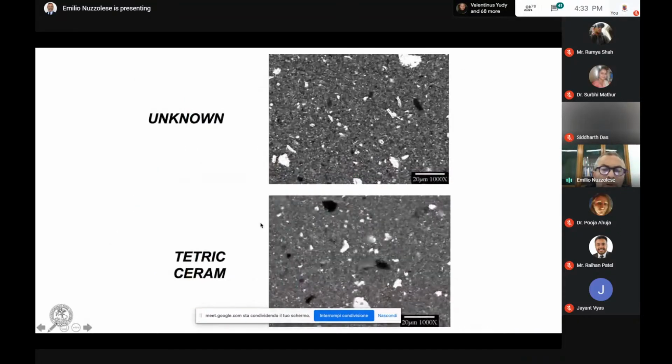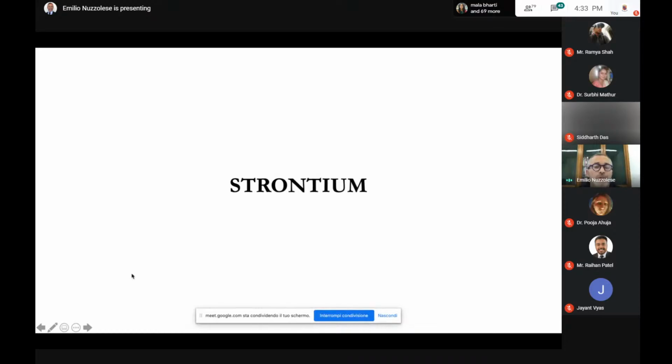Here, for example, the unknown material during an autopsy I performed in Sicily in 2009 was compared with the matrix of a known brand, and you can see that the unknown material, using this comparison of the matrix, is established to be Tetric Ceram, which is one of the composites used.